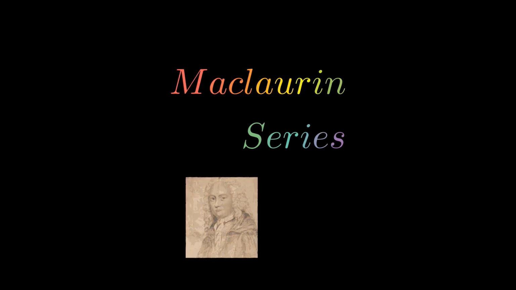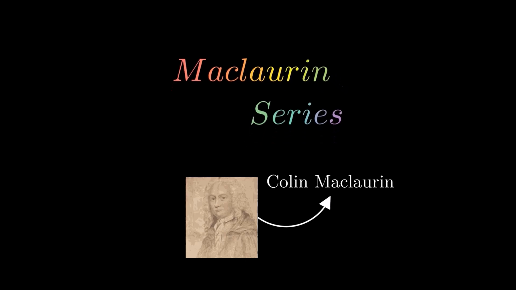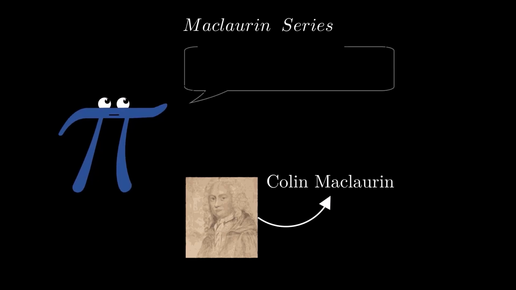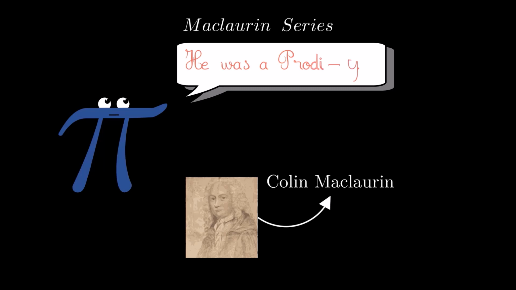It's a Scottish mathematician named Colin Maclaurin, who also made important contributions to geometry and algebra and other branches of mathematics. He's known for being the youngest professor in mathematics. He was a prodigy. True enough, he was a child prodigy.